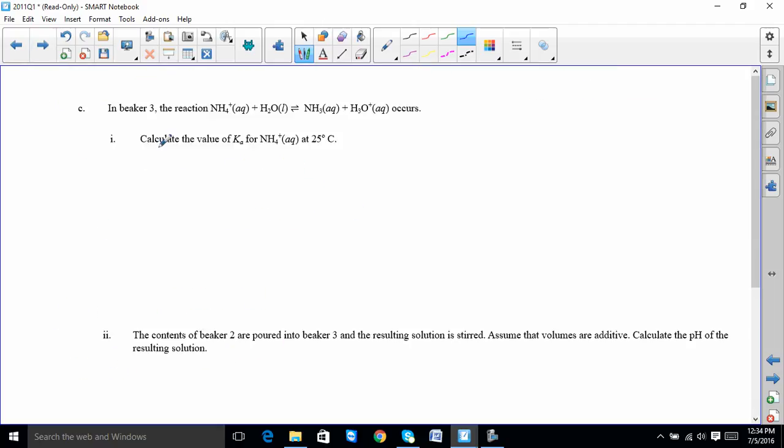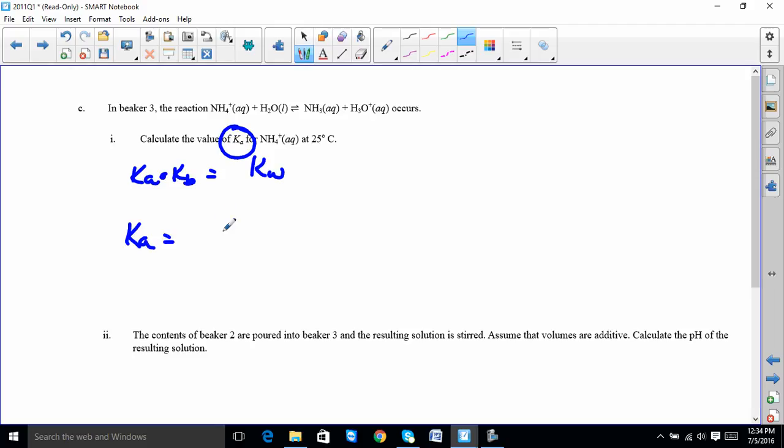All right, in beaker 3, we got this going on. Calculate Ka. This is interesting. One of the things, this is a tough equation, Ka times Kb equals Kw. That's an equation that you're supposed to know. I like it because one of the things from the reaction chapter, anytime an acid reacts with a base, you get a salt and water. But here's the deal.